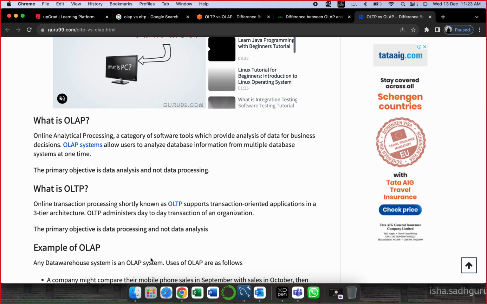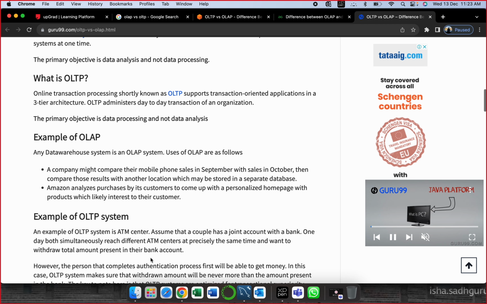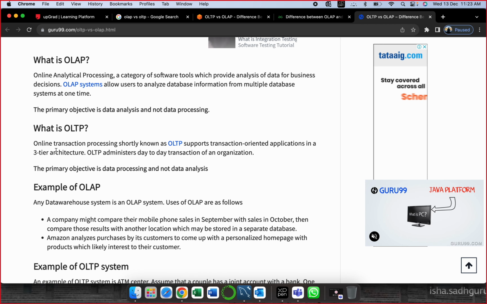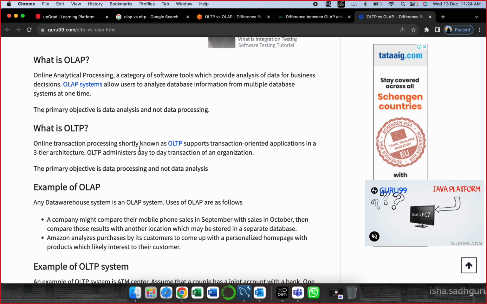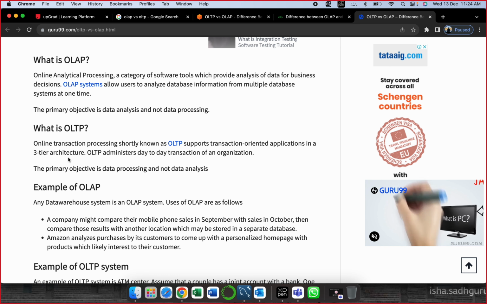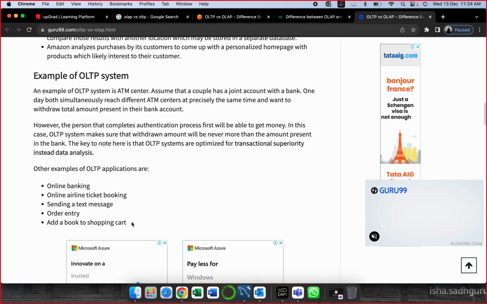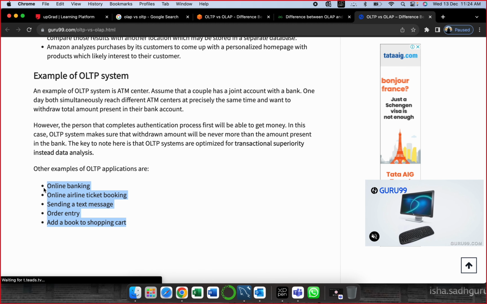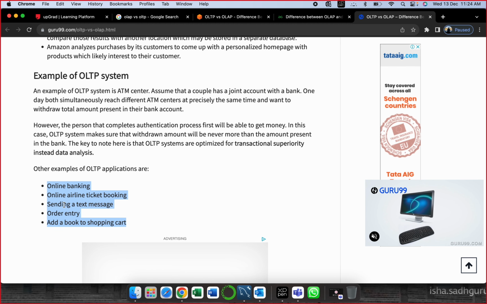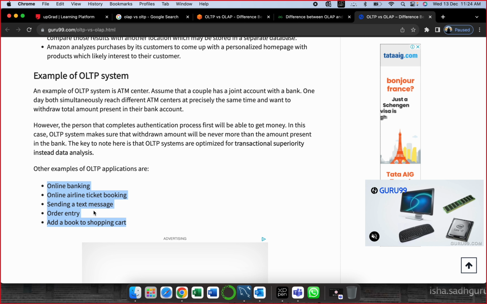Now it says online transaction processing, known as OLTP, supports transaction oriented applications in a 3 tier structure and administers day to day transactions. Examples of online transactions: online banking, airline ticket booking, sending a text message. If I send you a WhatsApp message, that also goes into history.